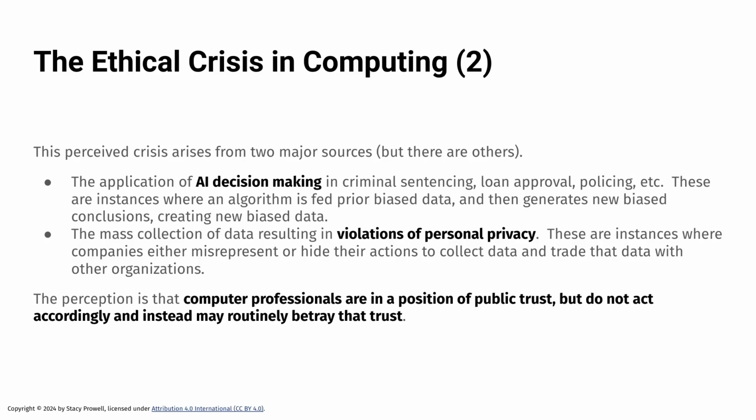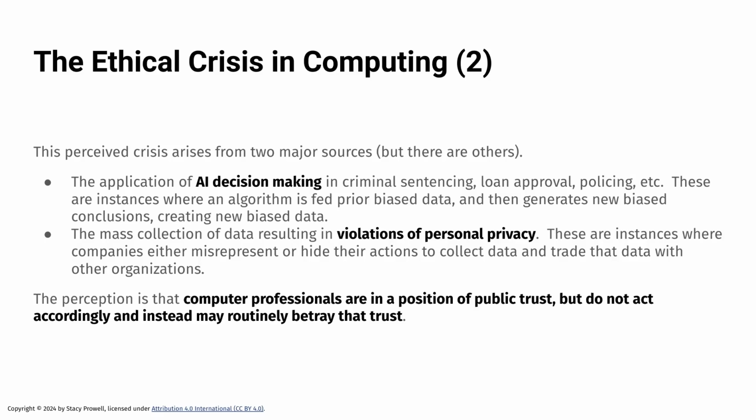The mass collection of data resulting in violations of personal privacy. These are instances where companies may misrepresent or hide their actions. They steal or collect your data. They trade that data with other organizations beyond your control. They may have, for instance, bad data about you. People write bad code. There are vulnerabilities in code. Someone comes along and puts your name in a database, and then they flag you as a registered sex offender, but you're not. How do you fix that?